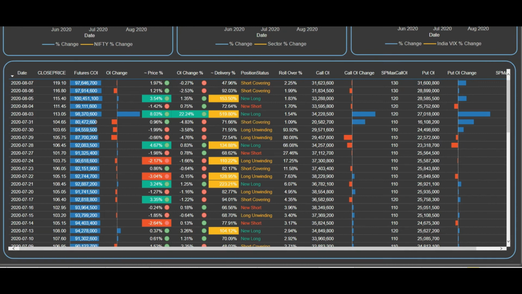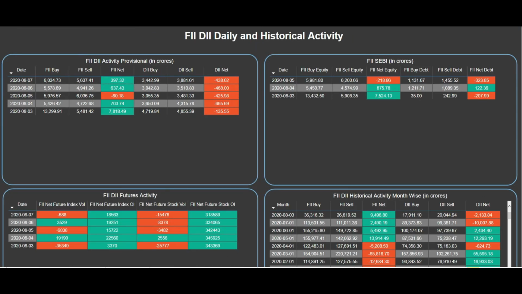Okay, now coming to the 7th page of this dashboard, which offers you the FII DII daily and historical activity in terms of 4 tables. The first table is the daily activity of provisional data of FIIs and DIIs, which is released just a few hours after the market is closed. Then is the FII data which is released from the SEBI side. Then FII DII futures activity in the futures and options segment, and the FII DII historical activity which has taken place in the past. This is the monthly data. So this provides you the high level overview of the FIIs and DIIs historical as well as daily activity.